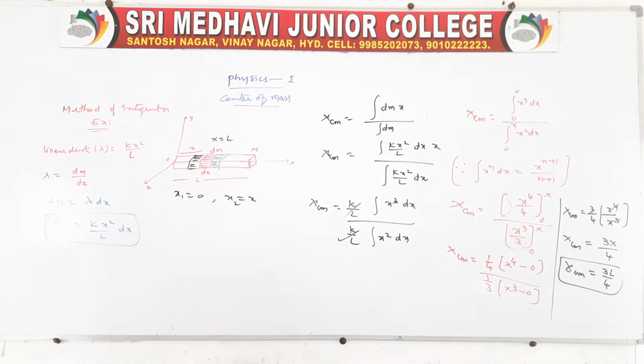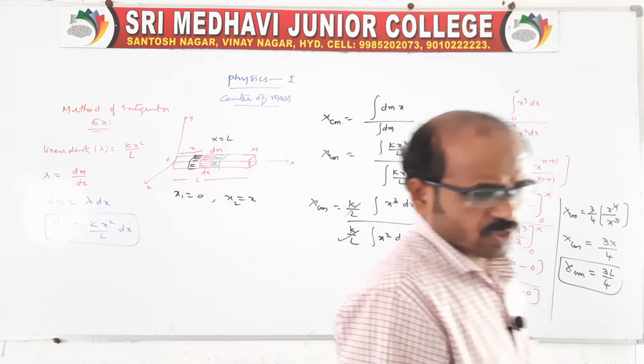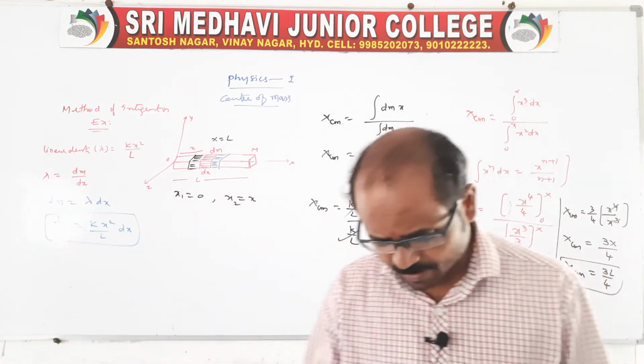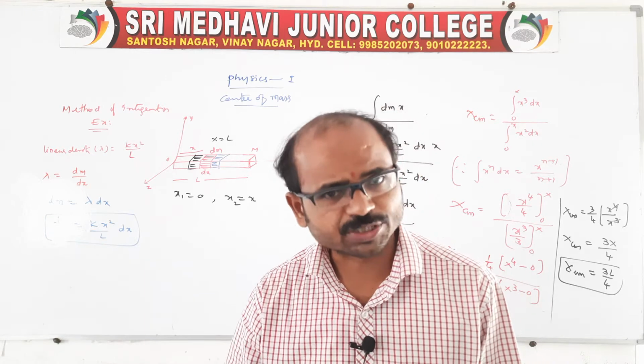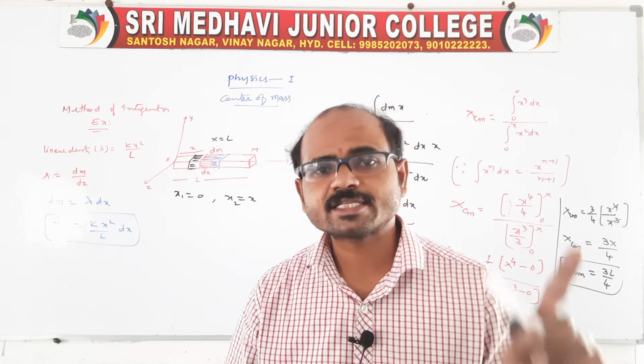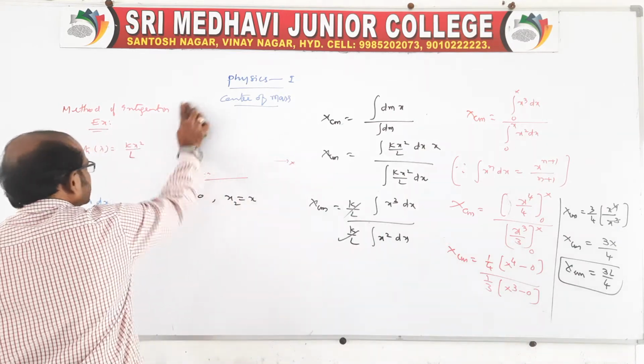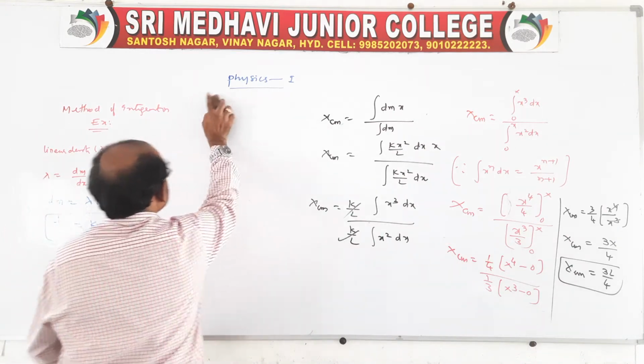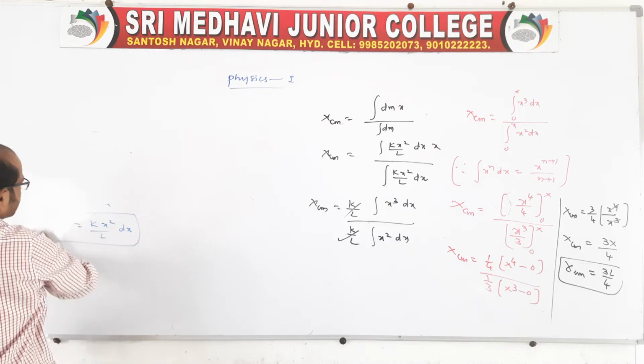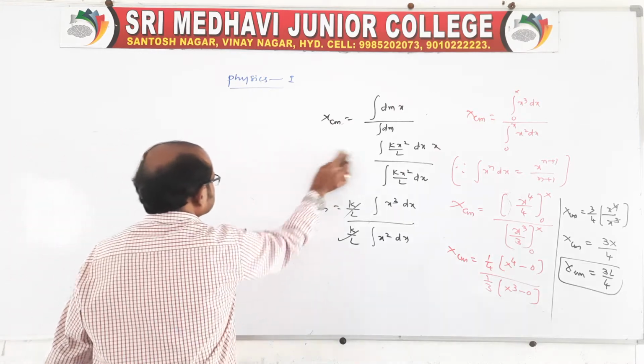Okay, so this is about the center of mass. The chapter name is system of particles and rotational motion. The system of particles part is over, that is, center of mass is completed. So we'll move to the second part, which is rotational motion, because the system of particles is completed.